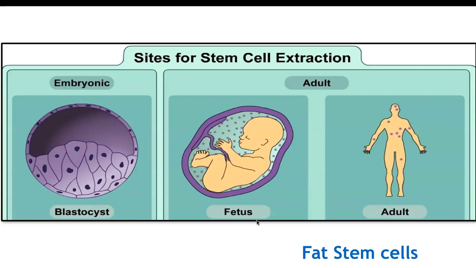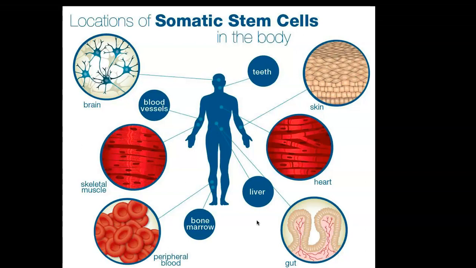So we have seen that stem cells can be extracted from the blastocyst stage, and we call them embryonic stem cells. If they are taken from the fetus or from the adult, then we call them adult stem cells. So there are many locations in an adult body where we get these stem cells, for example the teeth, brain, skeletal muscles, bone marrow, liver, skin, and heart. These are all places where stem cells can be found.